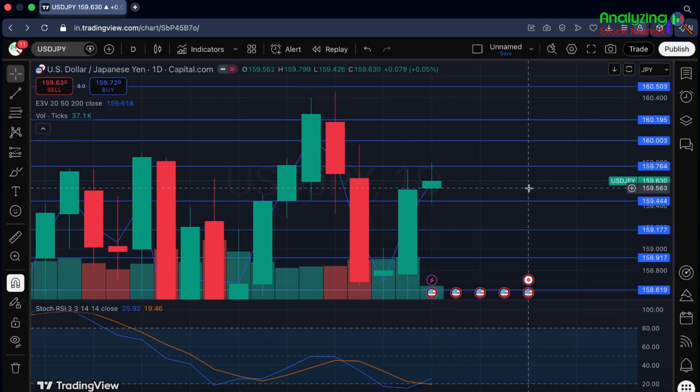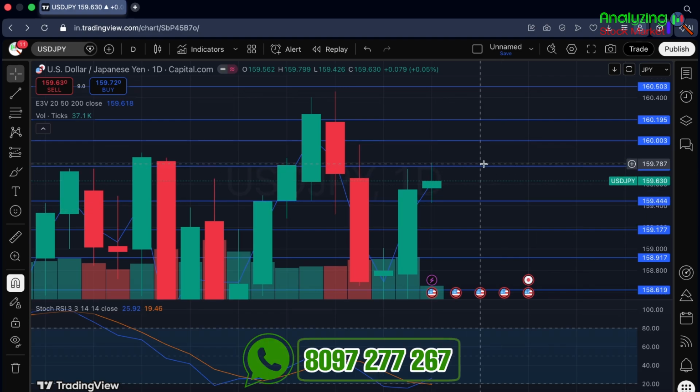Let's now talk about my opinion on the USD JPY pair for this week. According to the previous week closing, I'm expecting a negative momentum in this range, that is 159.177 to 159.444. I'm expecting a negative closing in this range, that means a closing till Friday this week. But if you're going for any long trade, then you can go for a long trade once 159.764 gets breached and a 4-hour or a one-day candle gets closed above this, and you can go for a long till the next level. Even if this gets breached, then you can go for a long till the level after that as well.